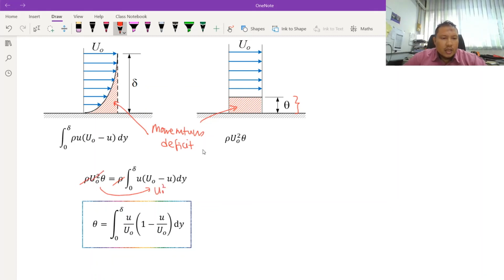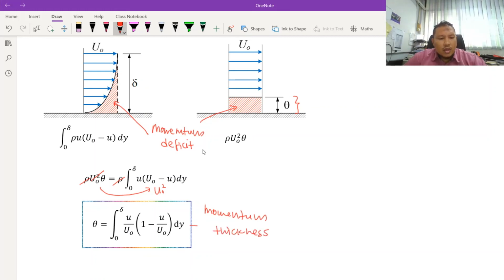At the end of the day, we can solve this. We get theta equal to the integral from 0 to delta of u divided by u naught times 1 minus u divided by u naught dy. This equation we call the momentum thickness.